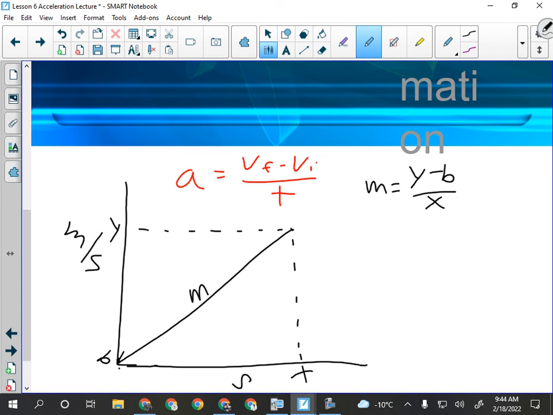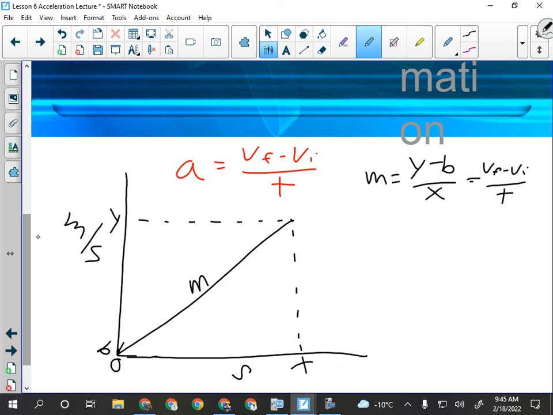Okay, so if I calculate M, Y minus B over X, Y is my final velocity, B is my initial velocity, or velocity at time 0, and X is time. All right, so this ends up being VF minus VI over T. That's where that formula you've been using comes from. It is the slope of the line on a velocity versus time graph. Okay, is it relatively easy to use? Okay, questions there?